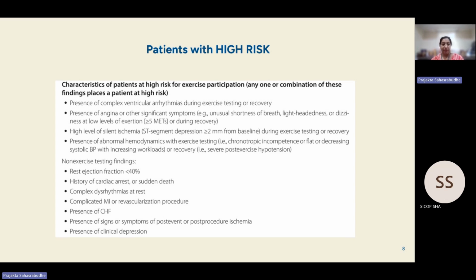The patient may have chest pain on exertion, or during recovery, they may still have ST segment elevation. Usually, ejection fraction is low, less than 40%. There is a history of cardiac arrest, complex dysrhythmias may be present. They may be having some complications or evidence of heart failure in the immediate post-intervention or post-episode period. There might be clinical depression present.